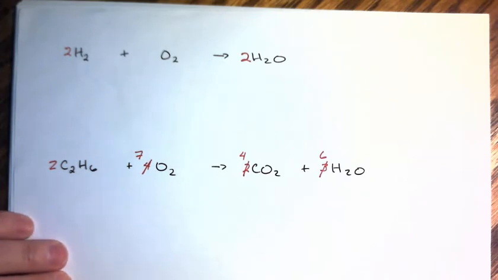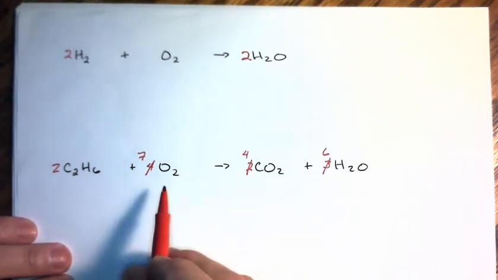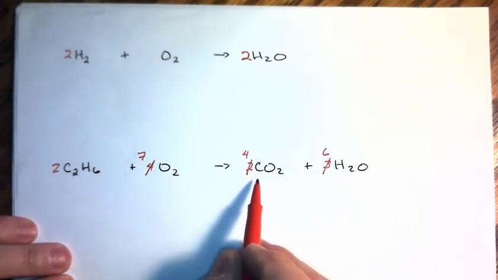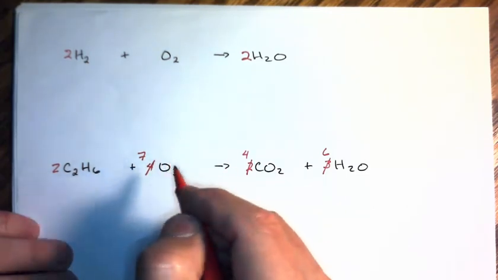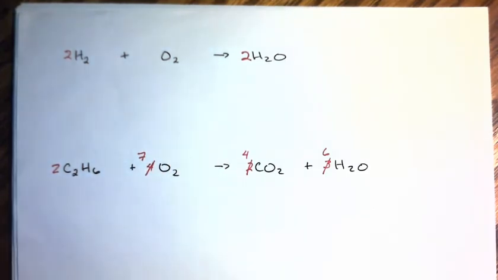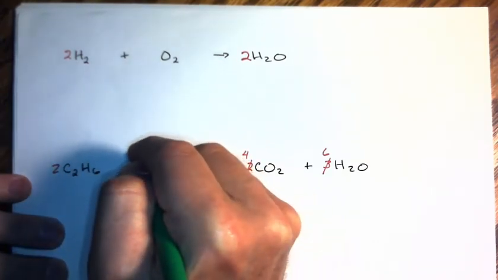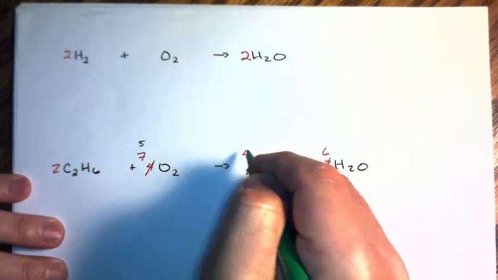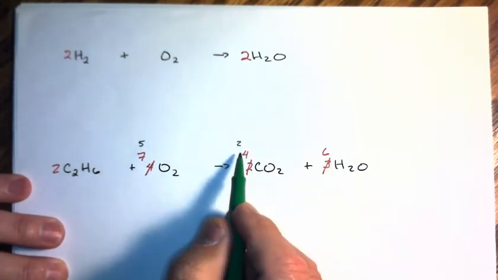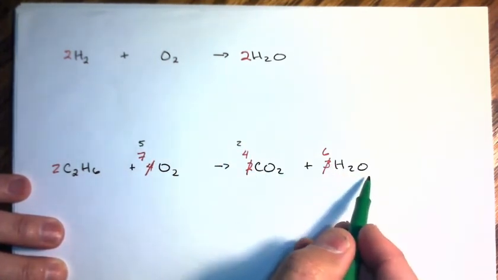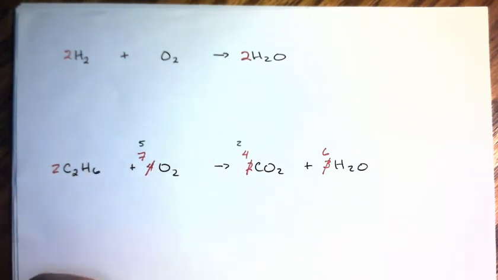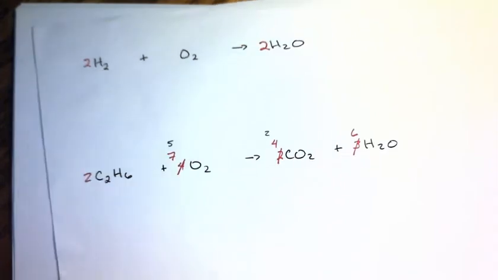I got a 5 in front of the O2 and a 2 in front of the CO2. Well, let's see. Let's use a different color here to see how that works out. You had a 5 here and a 2 here. Okay, so that gave me 4, and that would be 6, and that would work out, wouldn't it? That could balance it out, right? Did I miss anything?